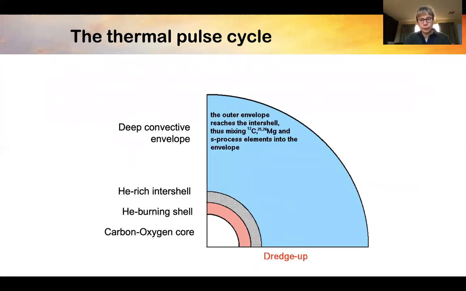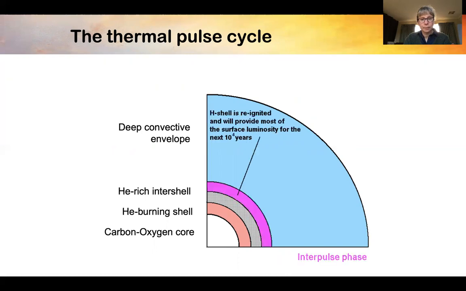That allows the convective envelope to move inwards in mass, and this is third dredgeup. And this is how we get S-process elements to the surface. The star will recontract and the hydrogen shell reignites and will provide most of the star's luminosity for the next maybe 10^4 years, depending on the core mass. And then the star recontracts, hydrogen shell provides luminosity until the mass in the helium shell builds up again, and then the helium shell will ignite. And this process can occur many times.